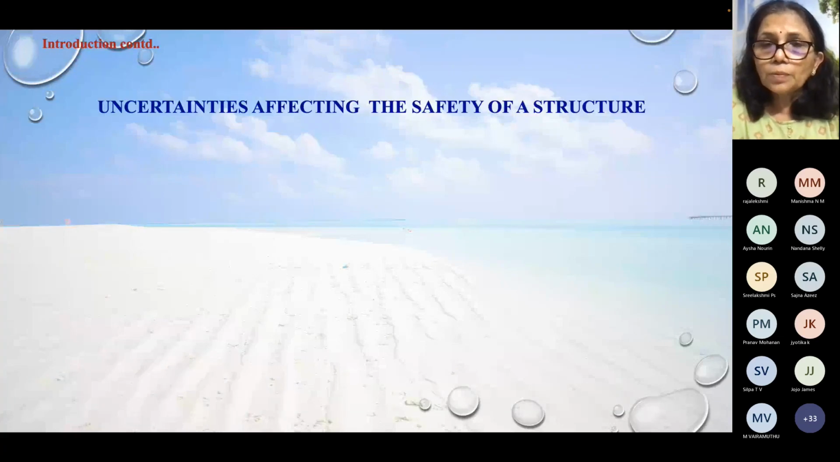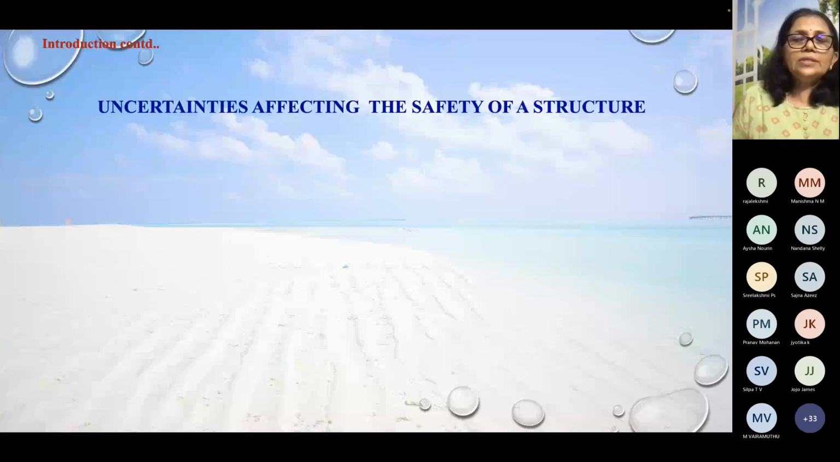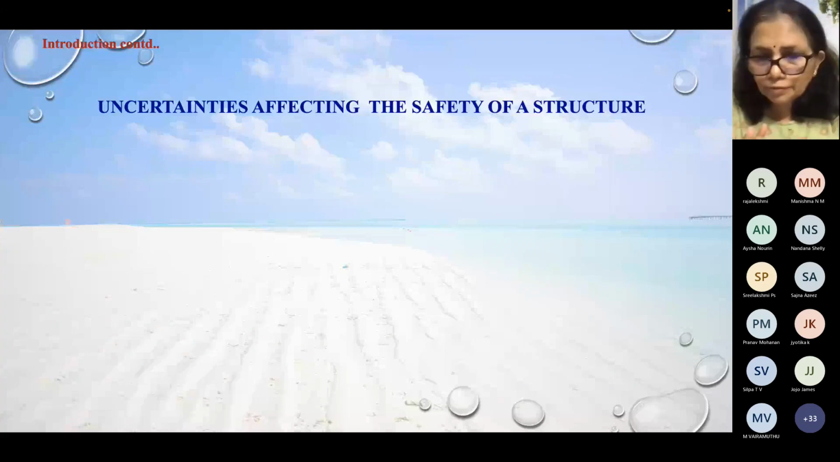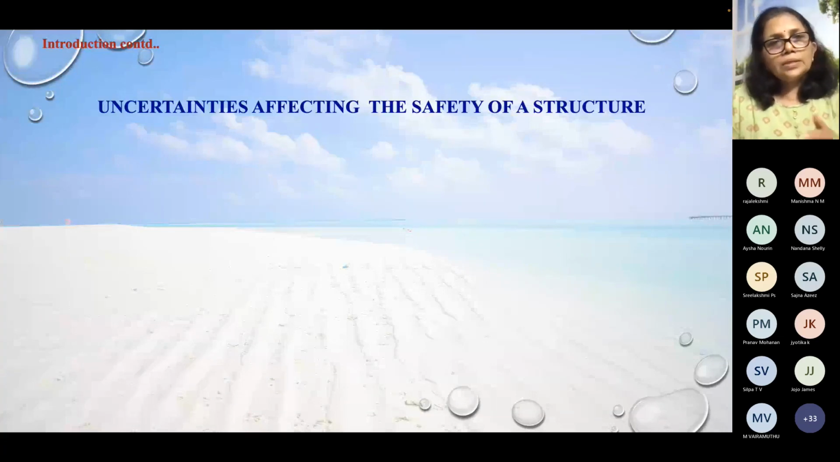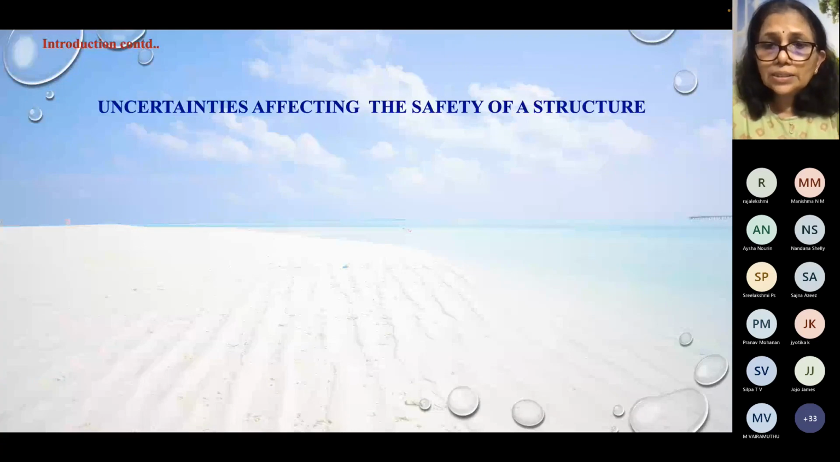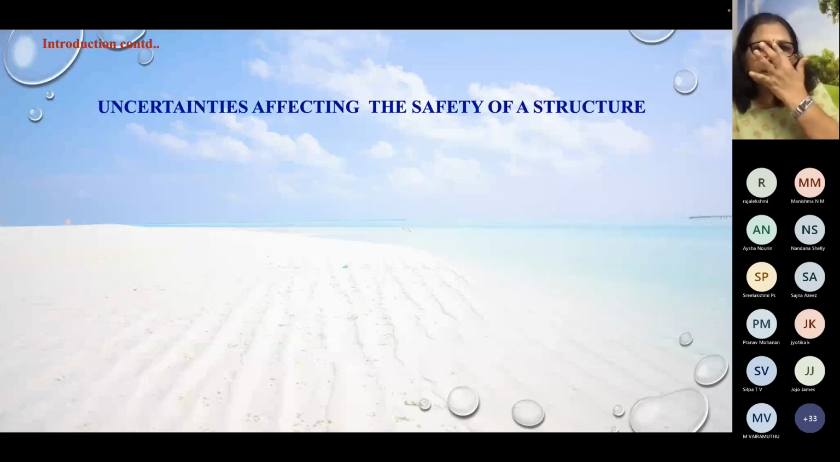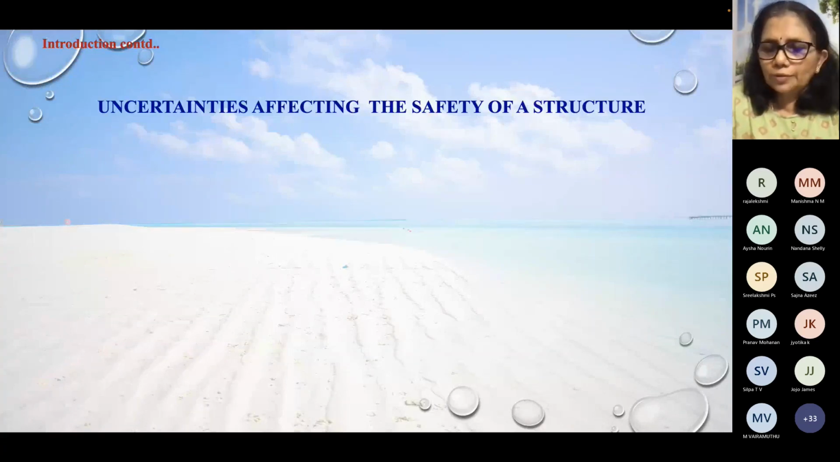It is not possible for us to say, okay, I have designed this structure for all the combinations of loads, the lateral loads, the wind loads, the earthquake loads. I have taken all this into consideration. Suppose the water table is up, I have taken that pressure into consideration. So I've taken all these combinations and designed the structure. Still, can we say the structure is safe for all conditions? No, we cannot say, because there are certain uncertainties which will affect the safety of a structure.